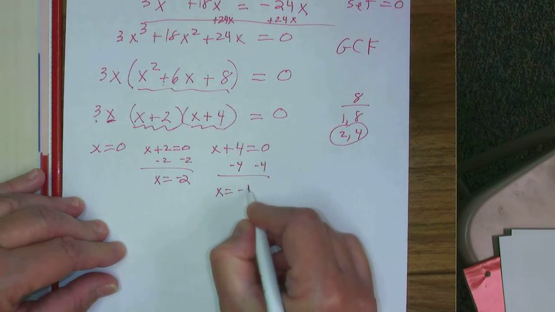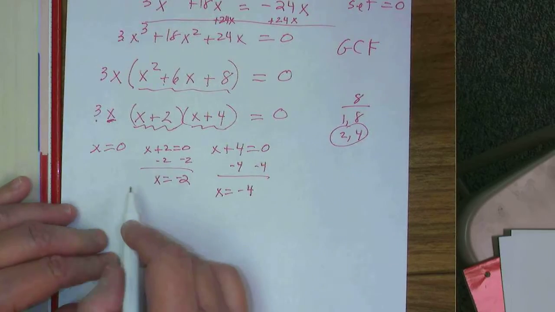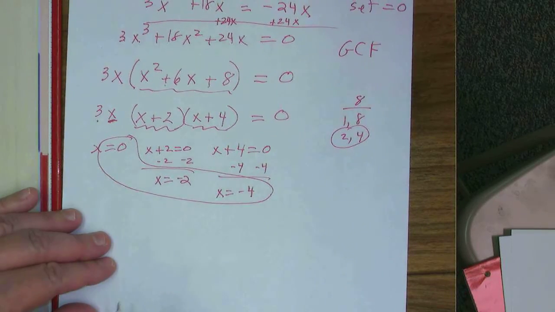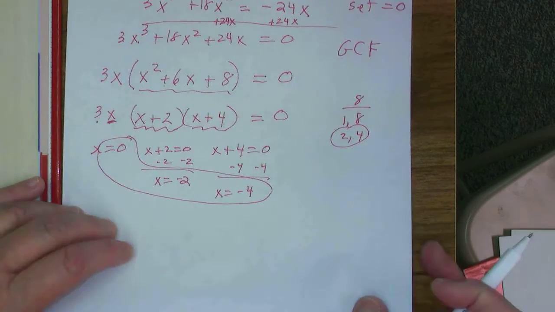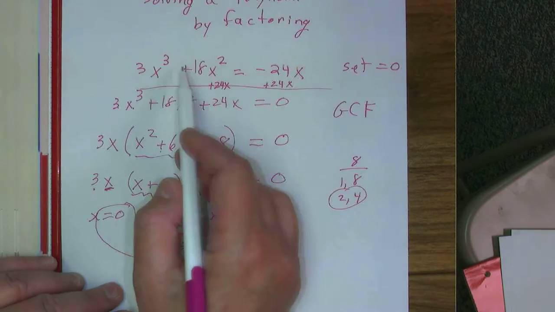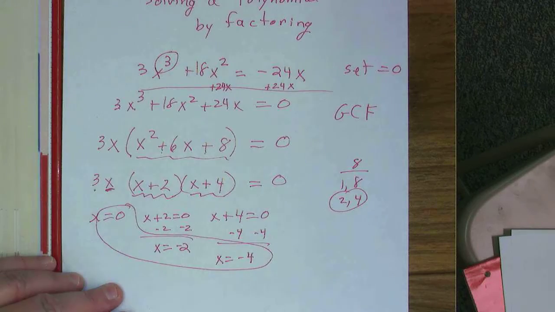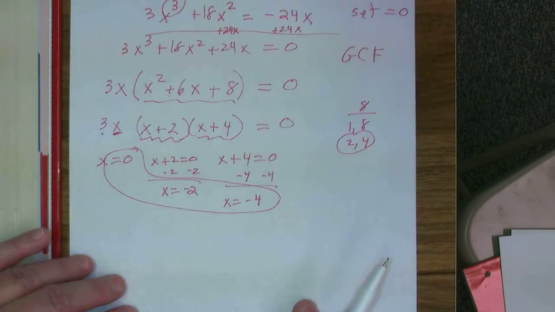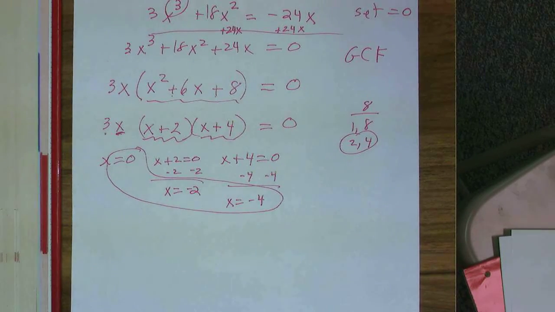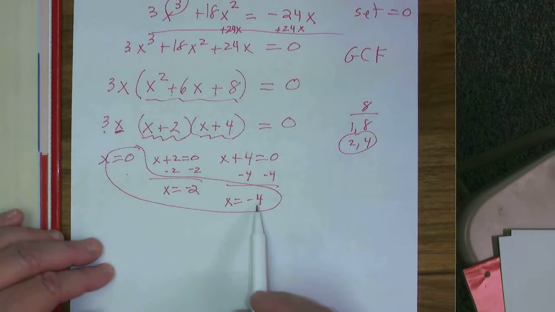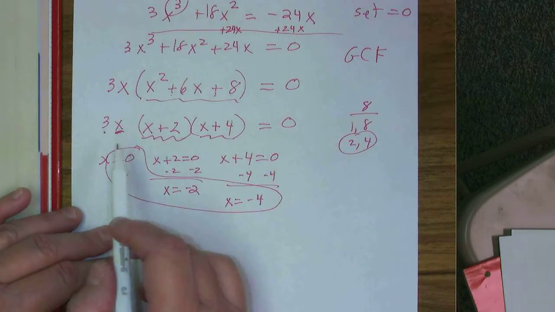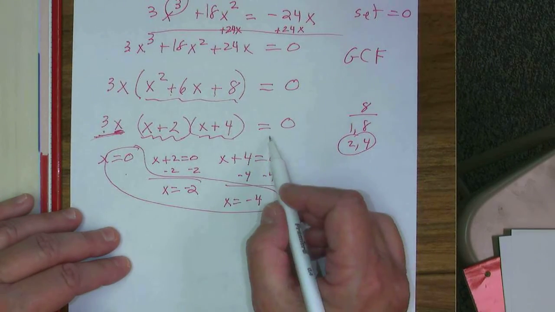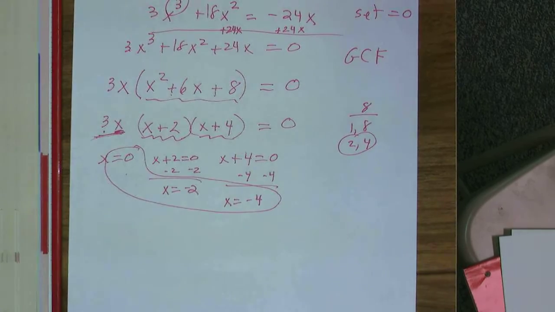And we get x equals negative 4. So our answers are 0, negative 2, and negative 4. Just a reminder again, a degree 3 equation will have 3 answers. Sometimes there's a double root, so it would appear that there may only be 2 answers. So we have 0, negative 2, and negative 4. You cannot drop any of this in your answer, and at each step it should be set equal to 0.